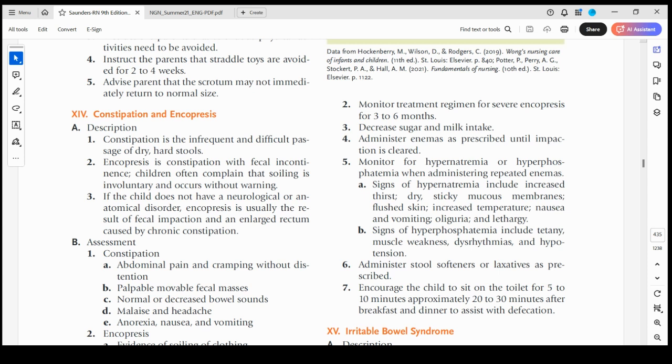It can be primary constipation as well. It's characterized by fewer than three bowel movements a week. Usually they have hard stools, difficulty or pain in defecating, and incomplete emptying of the bowels. All right, so let's see what Saunders says about this constipation.